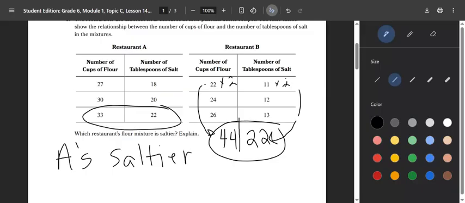Of course, you need to write this in complete sentences when you're answering them. But restaurant A's flour mixture is saltier than restaurant B's flour mixture because for 22 tablespoons of salt, there are 33 cups of flour. At restaurant B, for 22 tablespoons of salt, there are 44 cups of flour. So all the flour in B cancels out some of the salt, making restaurant A's flour saltier.